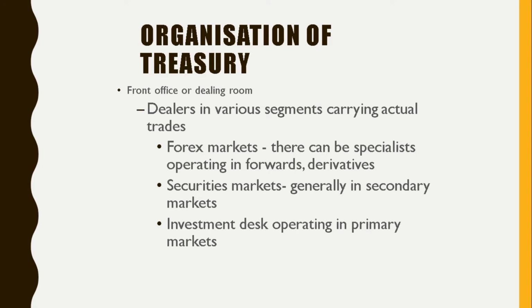Now, let's talk about the organization of treasury. This is very important. You need to understand this. There are three offices: the front office or dealing room, the middle office, and the back office. So let's first talk about the front office or dealing room. Here, dealers in various segments carry out actual trades. In forex markets, there can be specialists operating in forwards and derivatives, in security markets generally in the secondary market, and an investment desk operating in the primary market.